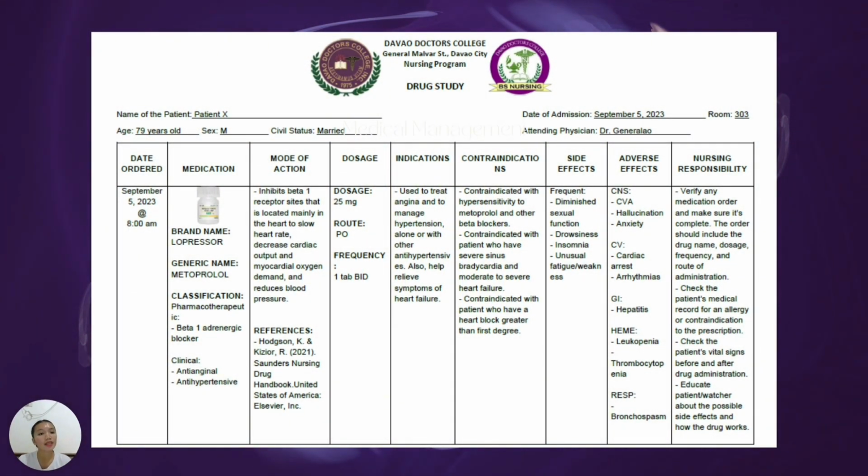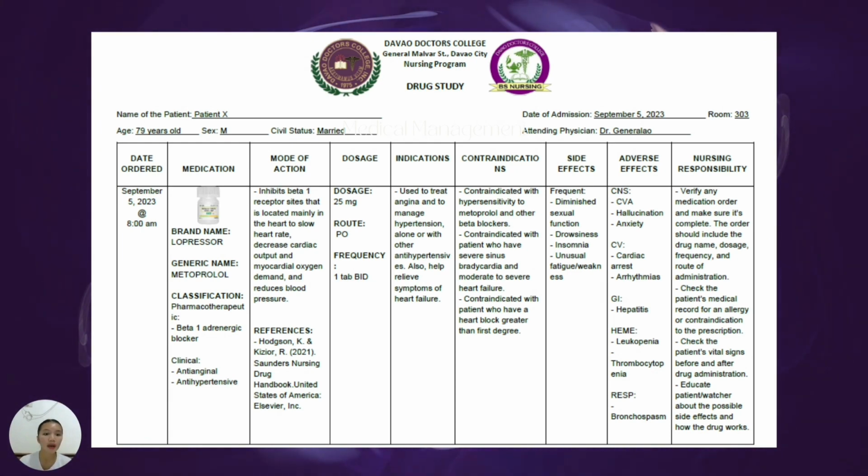Now, for my drug study, I have the name of the patient, patient X, age 79 years old, sex male, civil status married, date of admission September 5, 2023 on room 303 with an attending physician of Dr. Henry Lau. So for the date ordered, we have September 5, 2023 at 8 a.m. The medication's brand name is Lopresor with a generic name of metoprolol and a pharmacotherapeutic classification of beta-1 adrenergic blocker.